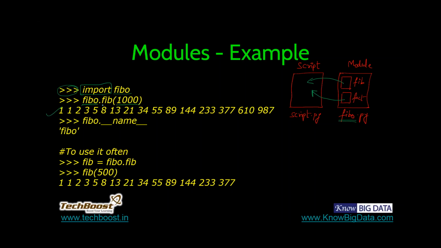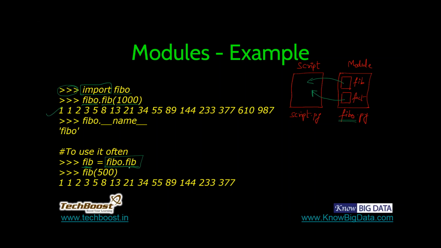We try to use the fib function inside the fibo module, and then let's see how it is. Now how do you use it often? This is the other way. You store the address, right? You store the name of the function from a module, so that I don't want to give the complete access like dot notation.